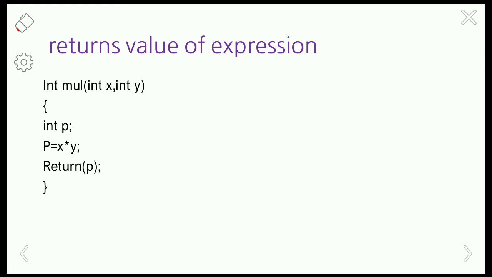I'm taking two variables, x and y. The product of the two numbers is computed and copied to the variable p. Then this function is returning the product of the two numbers, that is p, to the calling function. So here it is returning the value of an expression.